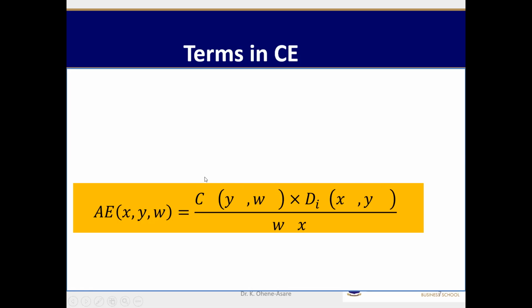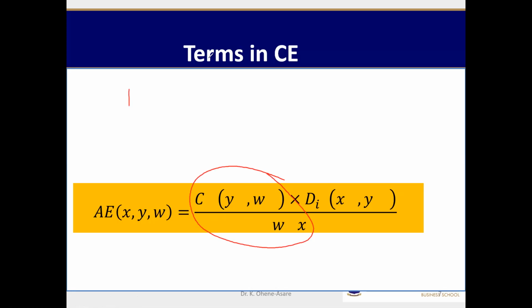The CYW divided by the WX, this part alone is the minimum cost over the actual cost. Do you realize that? So that alone is the minimum cost over the actual cost. Now this part, which is the minimum cost over the actual cost, let me just write something here, otherwise you guys might miss it. Now, this part here is the minimum cost over the actual cost.